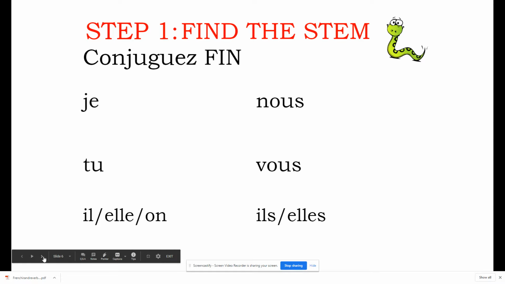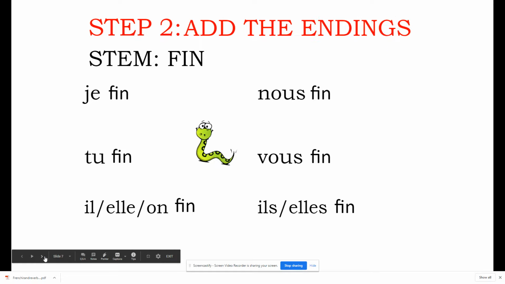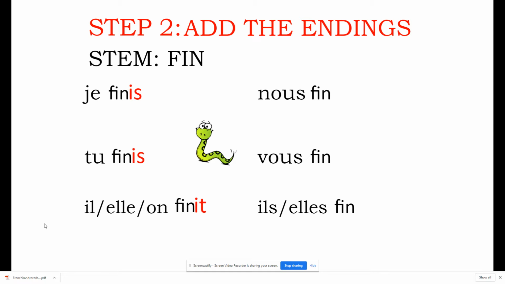So I want to take the verb finir, and I'm going to drop my ending so that I have fin, and I go ahead and input that all the way through. So I have my stem, and then I'm going to add the appropriate ending. So for je, is, tu, is, il, elle, on, it. Nous, issons, vous, issez, ils, elles, issent.